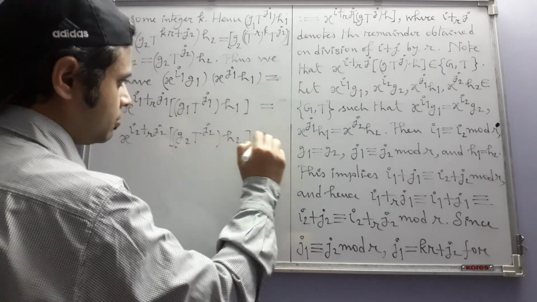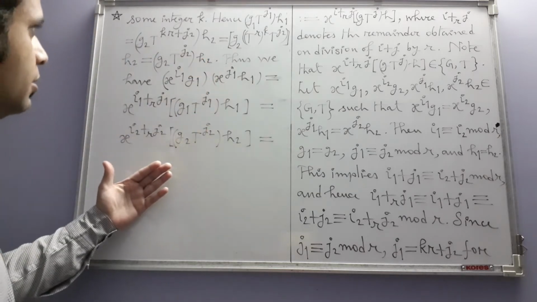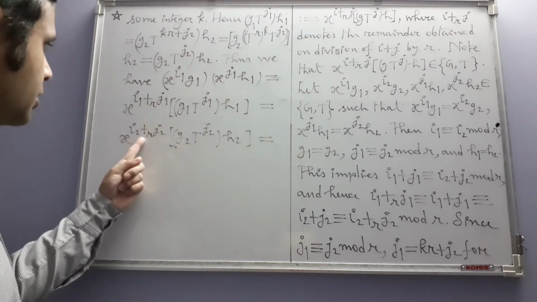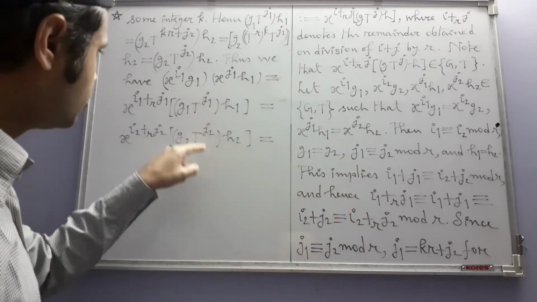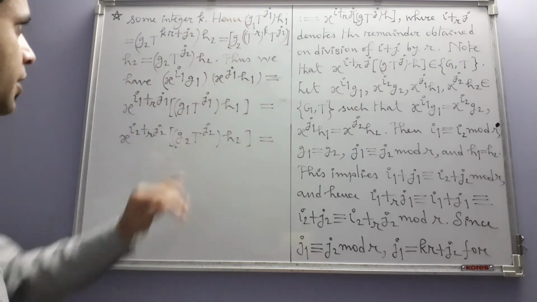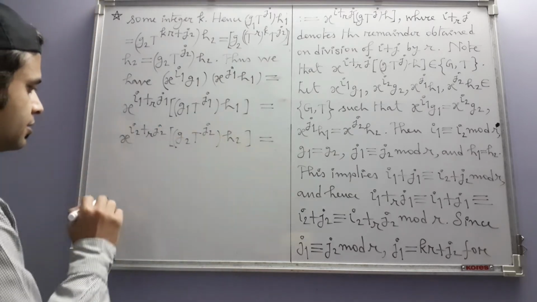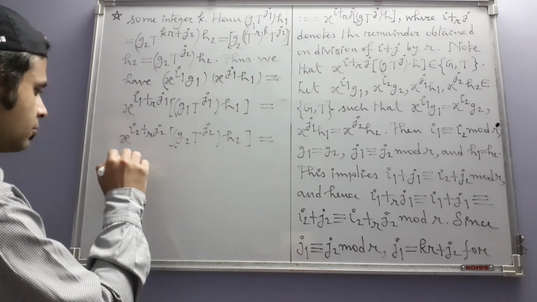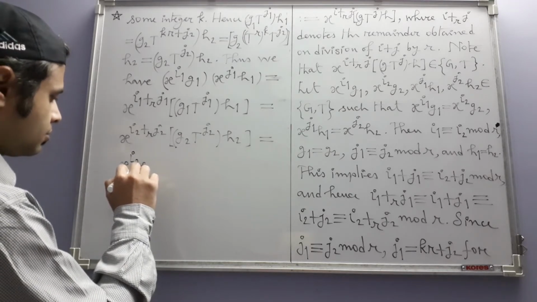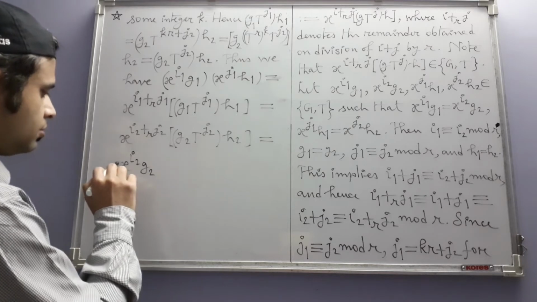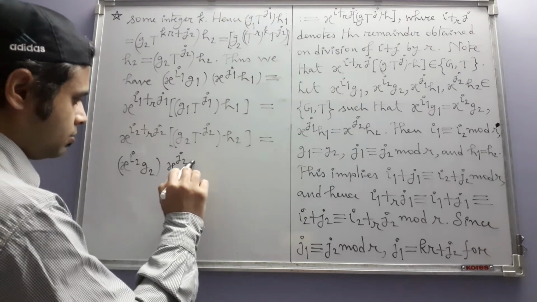And the reason for these two symbols to be equal is that these numbers above x are congruent to each other modulo r, and these two things are equal. I mean, this one and this one in the group G, and this is equal to x to the power i2 g2 and x to the power j2 h2.